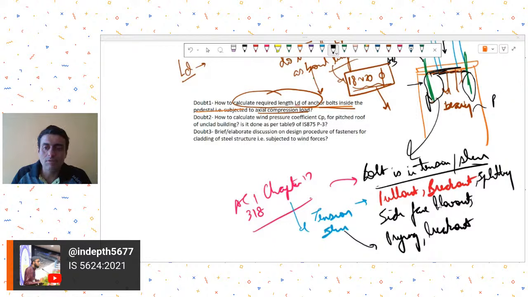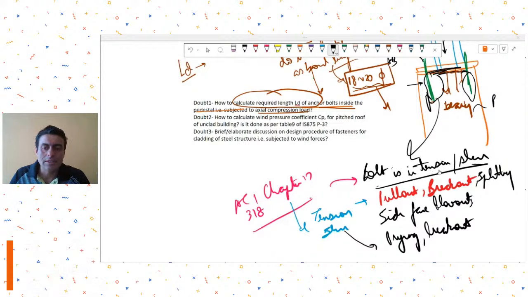Mr. In-depth is informing IS 5624. Oh, nice. It is the code for checking of anchor bolts or foundation bolts. Does it give only the specification, or does it give the design process? I think it only gives the specification. I'm not sure, you just check 5624. I guess it only gives you the specification, not the design process.